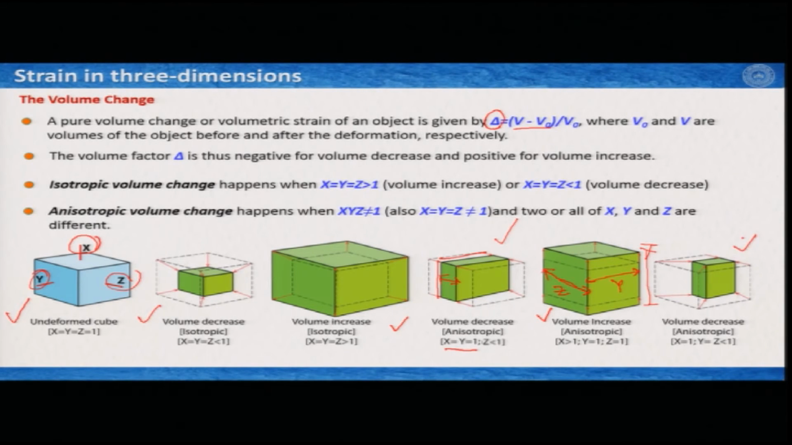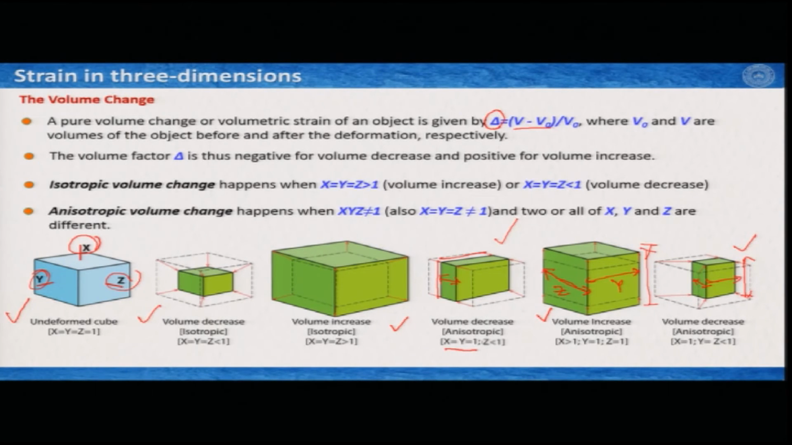And in the third and final example, what we see here is that volume has decreased again anisotropically, where nothing has changed along the x direction, but it got shortened along the y direction, and also it got shortened along the z direction.